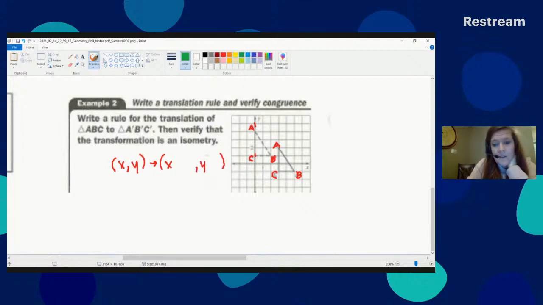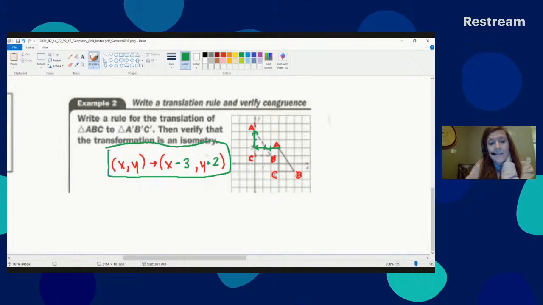So you'll notice on here, if I look at A and how it gets to A prime, my X is going to move to the left 3 units, 1, 2, 3. So in order for me to go from A to A prime, my X is going to have to go -3 because it's moving to the left on my coordinate plane. And then to get to A prime on the Y axis, it has to go up by 2. So this would be the rule for the translation of ABC to A prime, B prime, C prime.